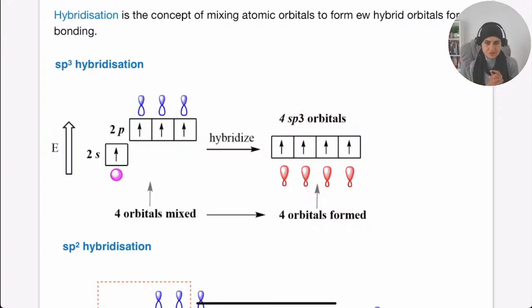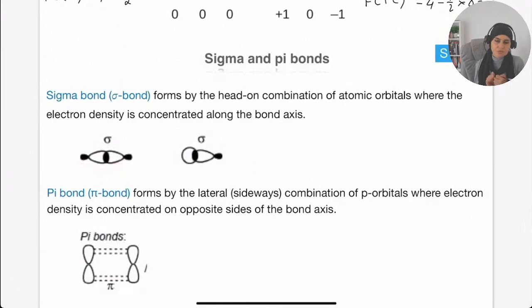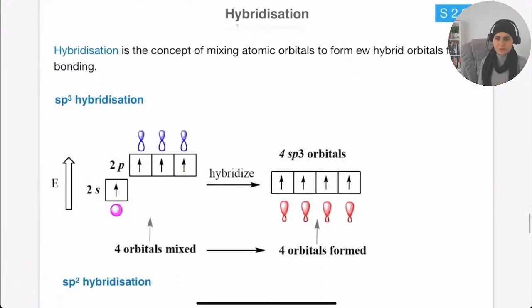sp3 hybridization. And they not only mix in energy, they also mix in shape. So when they hybridize, the shape becomes like a skewed dumbbell shape. It's something in between spherical and dumbbell shaped. So the shape changes, and when I talked about sigma bonds, this is the overlap of hybridized orbitals. I hope that's fine.